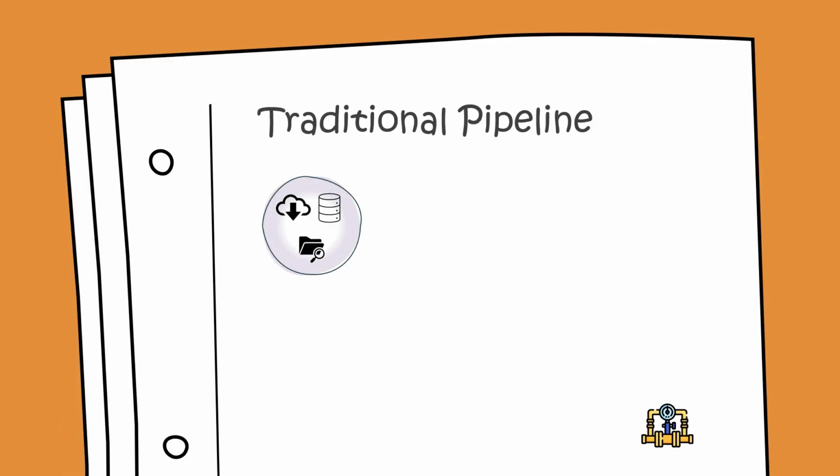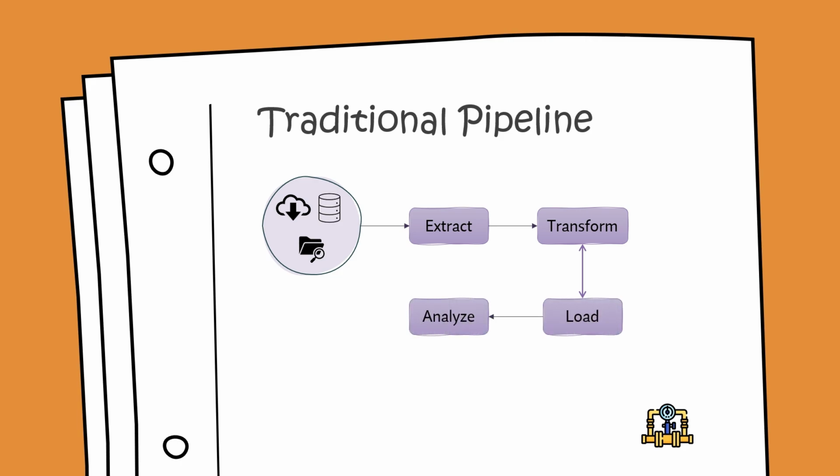To answer this, traditional pipelines collect data, extract the relevant information, transform it to the required format, load it to a database, and analyze it. Once the results have been fetched, it is then reported back to the user. So let us do exactly that.